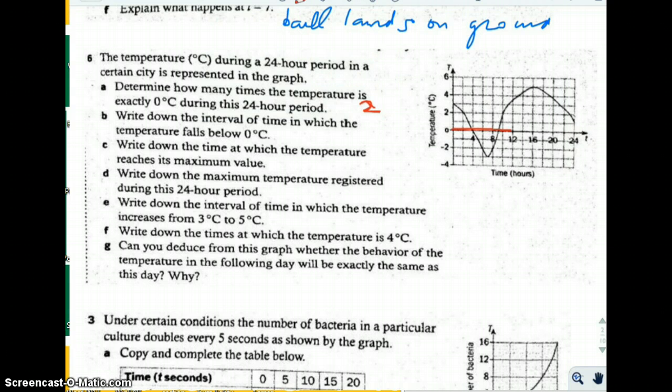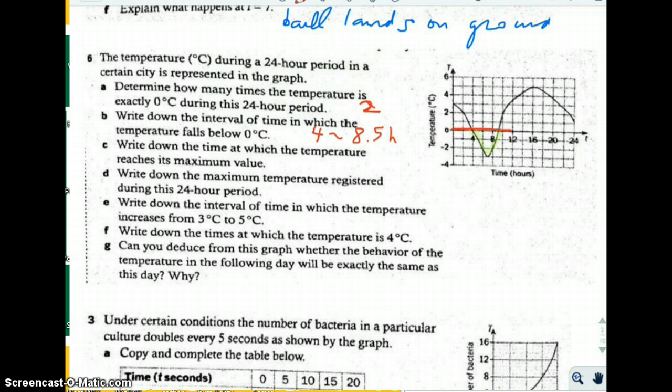Write down the interval of time in which the temperature falls below 0 degrees C. Okay, so below 0 degrees C would be here. So that looks like t equals 4 to t equals maybe 8.5. So 4 to 8.5 hours.